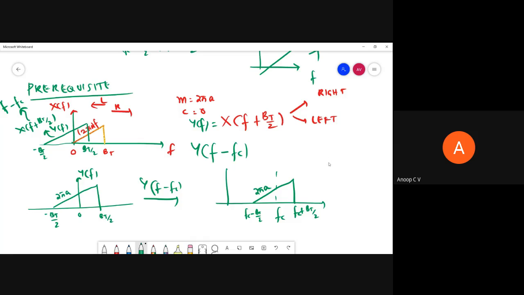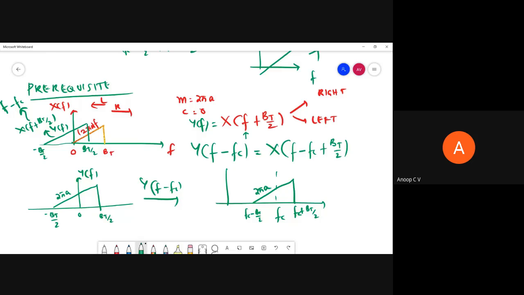Is it clear how we got y of f minus fc? If I'm writing it in terms of x of f, I should replace f with f minus fc. When I'm writing y of f minus fc, I should replace this f with f minus fc. That's what I'm supposed to do, right? So I'll get x of f minus fc plus bt by 2.